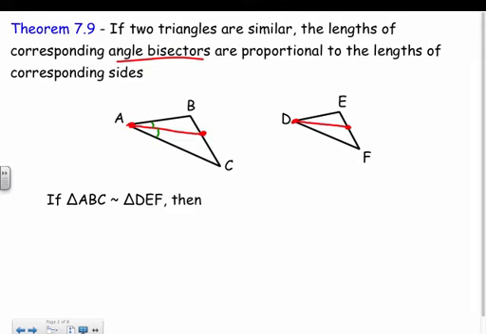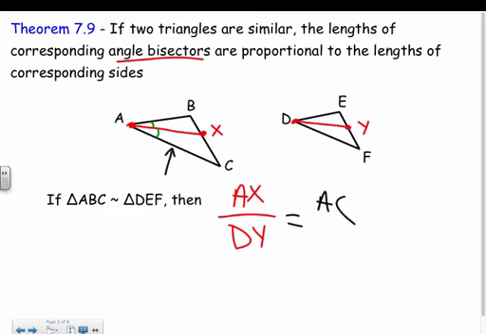Same thing. B and A correspond, so if I drew an angle bisector here, I could set up a proportion as well. Let's draw in some letters again, X and Y. I could say AX over DY, because they correspond, those are the angle bisectors, is equal to, well, let's just pick a side. Let's go with AC here, so I'm dealing with that first triangle on top, over DF on bottom, since that corresponds. So angle bisectors are also proportional.